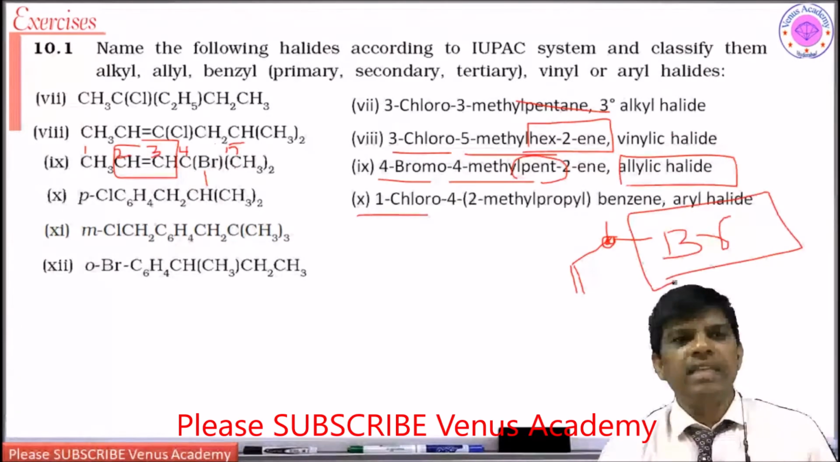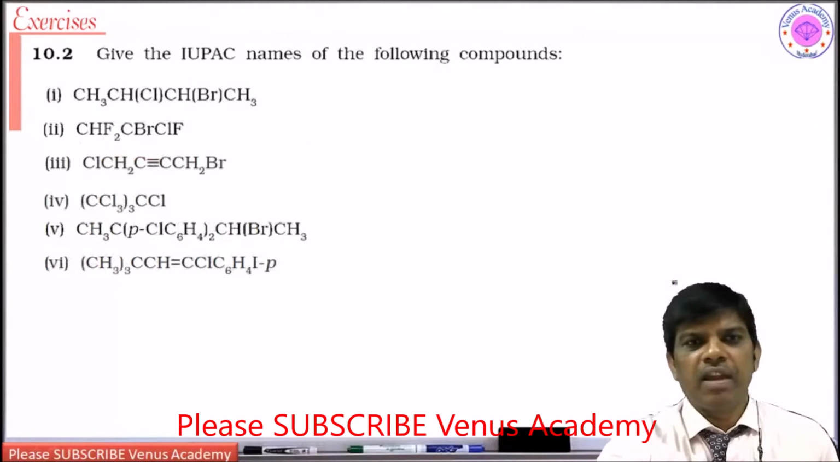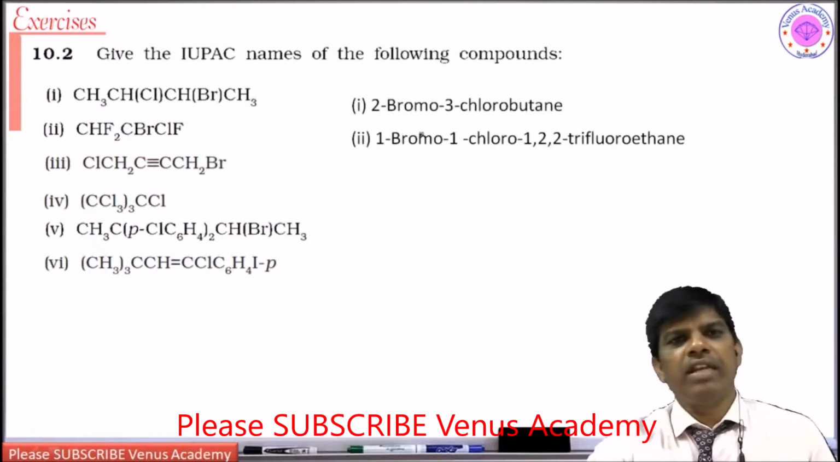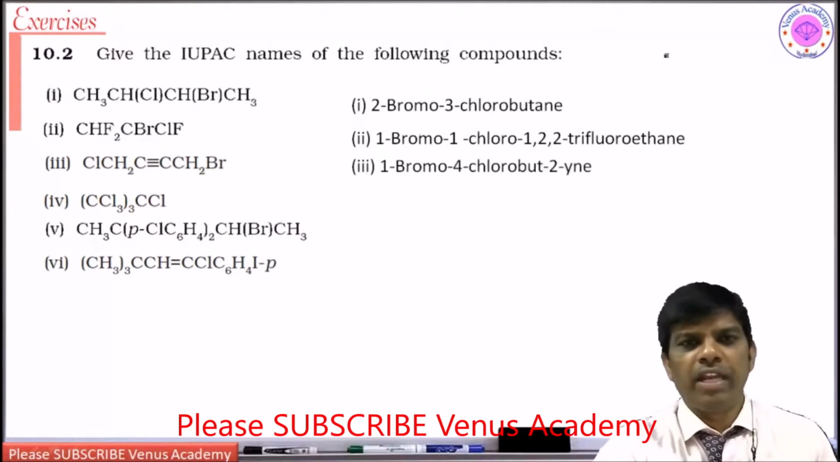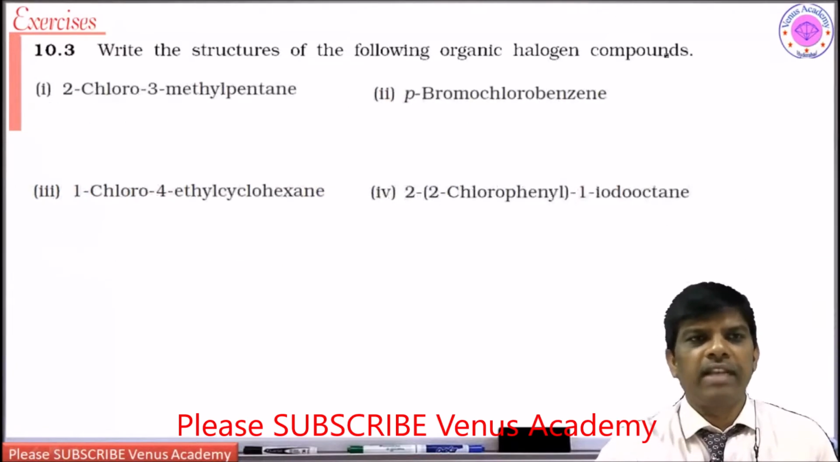So this is para-chloro, 1-chloro-4-(2-methylpropyl)benzene, right? Like this you can give the numbering, students. So it is very easy. If you know the IUPAC rules, you can give the numbers: 2-bromo-3-chloro butane, and 1-bromo-1-chloro, 1-bromo-4-chloro. Like this you can write the numbers.